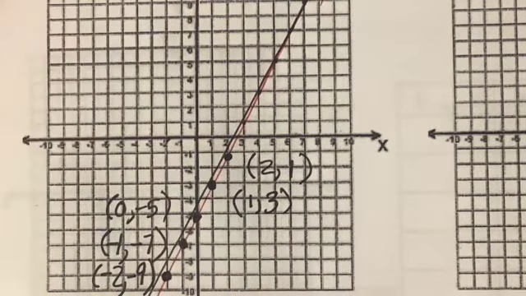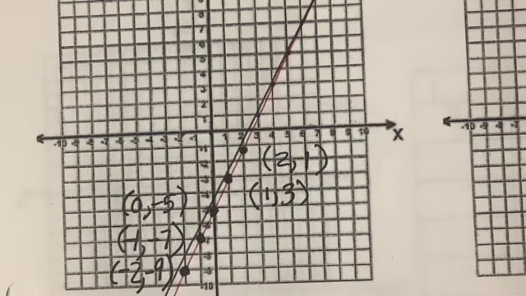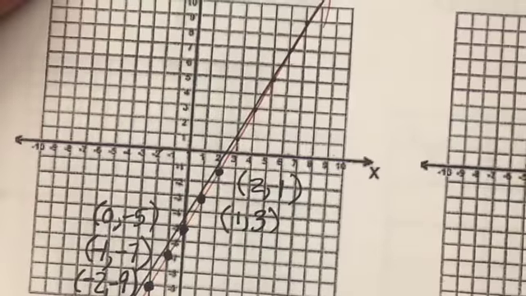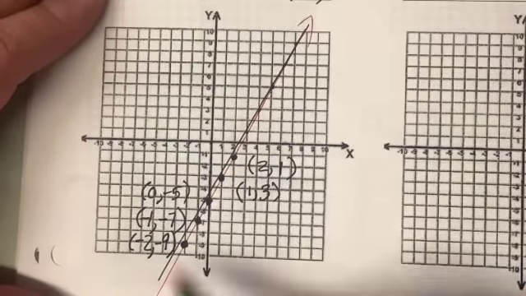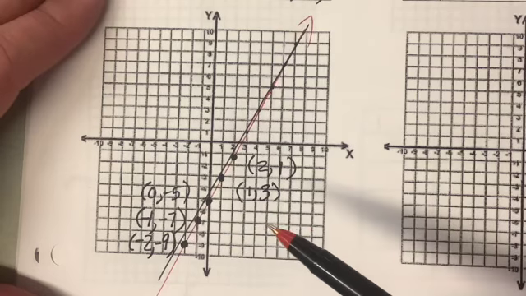And I did it in another color to make it easier. But if you make a mistake and the line is not going through the points, make a new line. All right, now, I have arrows on both sides. I've connected the points with a ruler and I put arrows on my line.